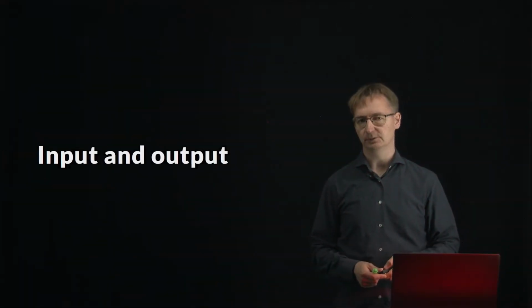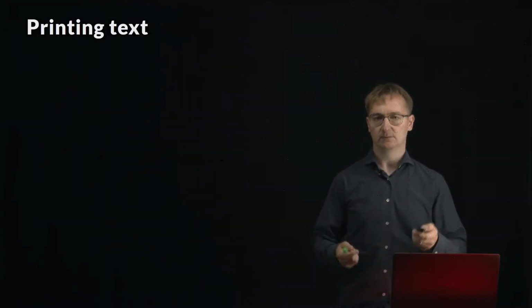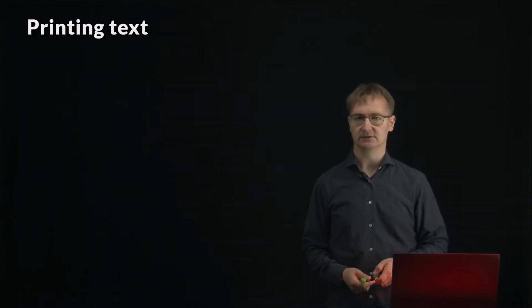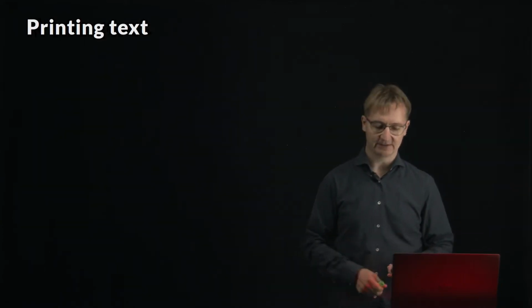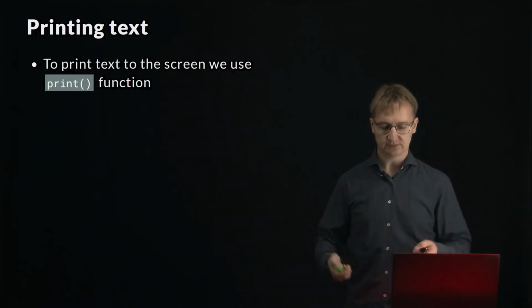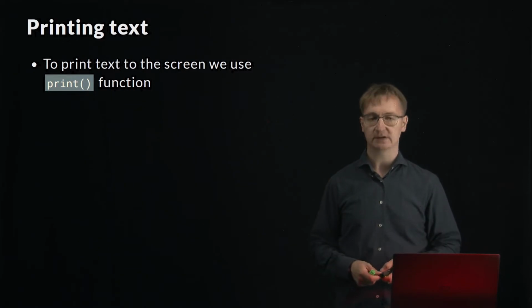Let's talk about input and output. One of the first things you usually do with a programming language is write text. You want to see something on the screen, and the easiest way is to print text to the screen. To print something to the screen, we can use the print function.